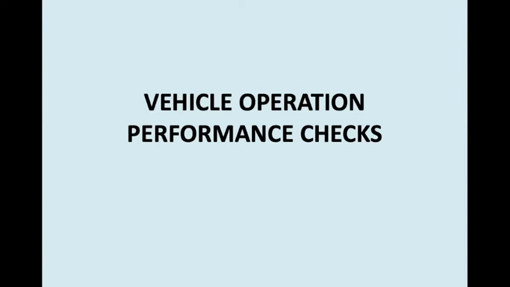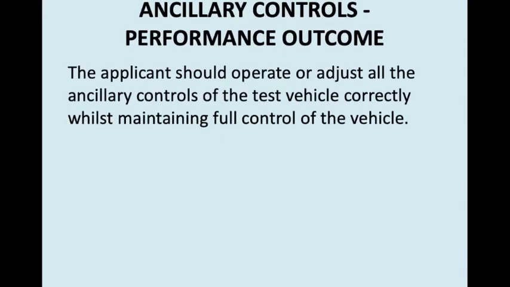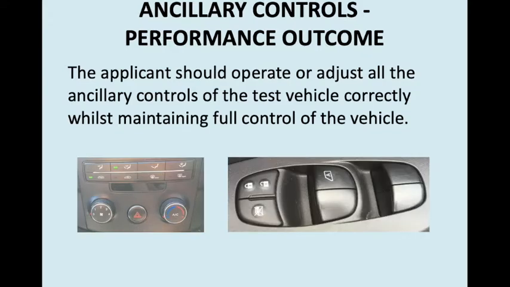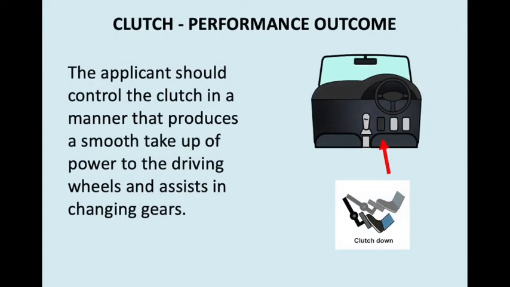Okay, vehicle operation performance checks. So what I'm going to go through now is the description of the performance outcome for each of the vehicle operation performance checks. Ancillary controls. The applicant should operate or adjust all ancillary controls of the test vehicle correctly whilst maintaining full control of the vehicle. So we're talking air conditioning, hazard lights, window controls, washers and wipers if it starts raining, for example.